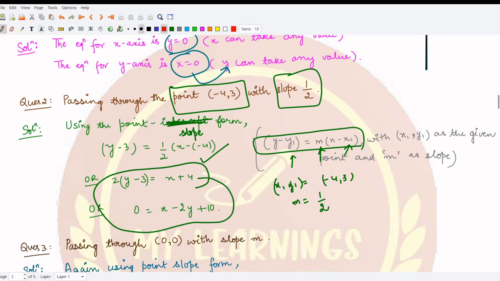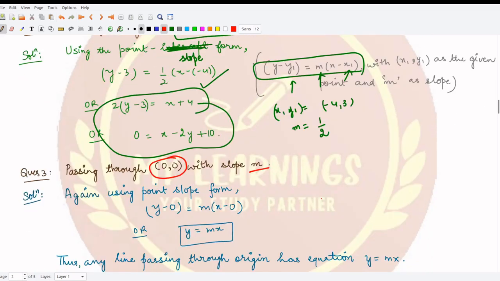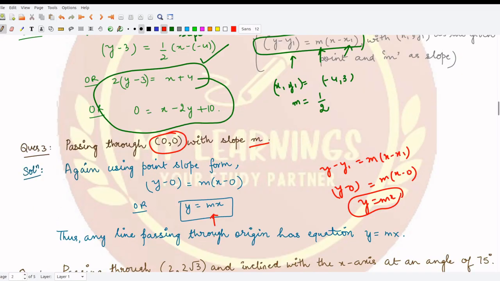Moving forward, the third question says we have to find the equation of the line which passes through the origin, that means having coordinates (0, 0), with slope m. Here we can use again the point slope form: y minus y1 equals m times (x minus x1). Here m is m, y1 is 0 and x1 is 0. So you have y equals mx. This is the equation of a line passing through the origin with slope m.